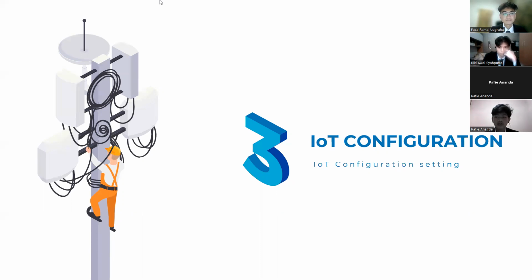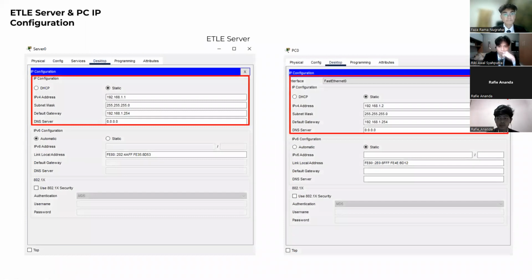Okay, I will explain about IoT configuration. Here I will explain the server and PC IP configuration. At the server, as shown in the display, we fill in the IP address that has been set, and for the PC server, the configuration is not much different from the IP configuration at the server.